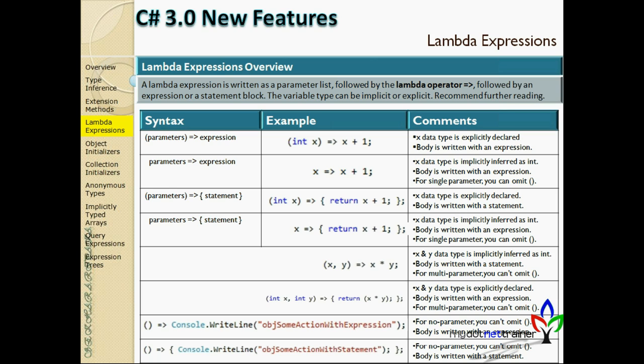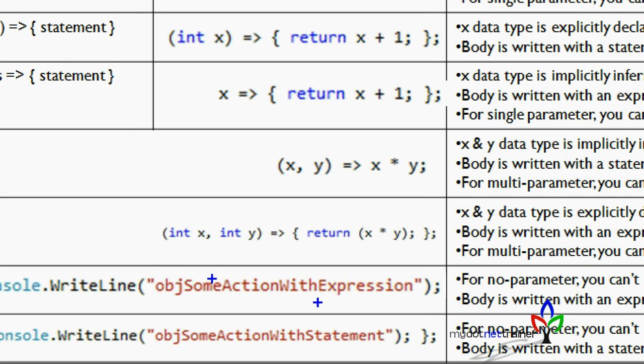As long as you remember the operator, you know lambda expression, right? So that's a very simple thing. On the left hand side you have the parameter set, on the right hand side is the body, no matter how it is. It could be an expression, it could be a statement, that's how it is. And in this third case, you have multiple parameters, int x and int y. In case of multiple parameters, you cannot omit the brackets on the left hand side.